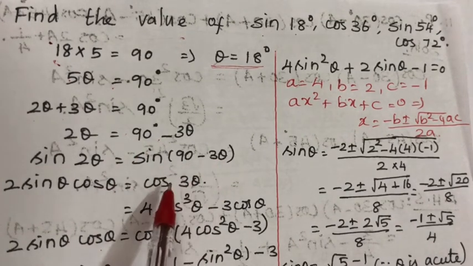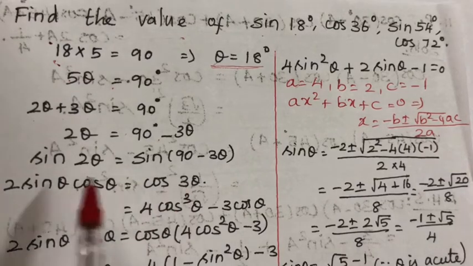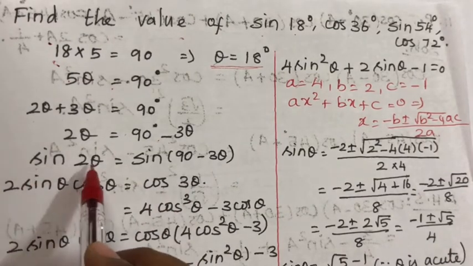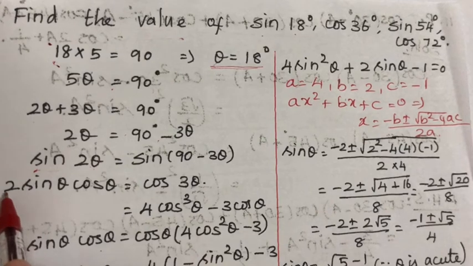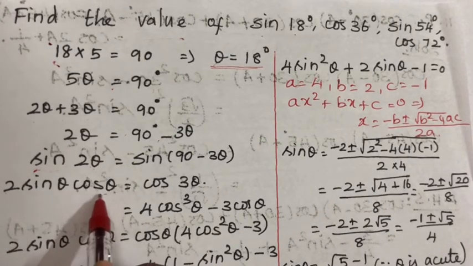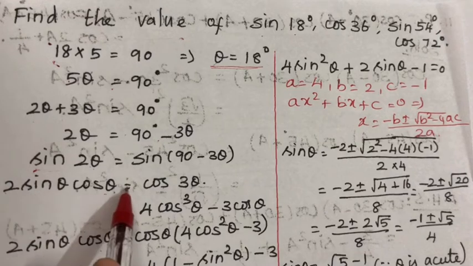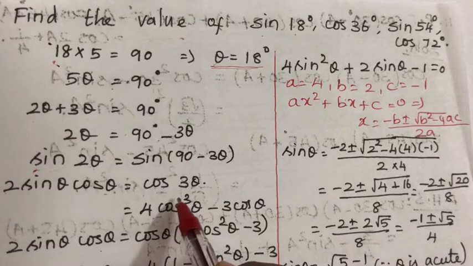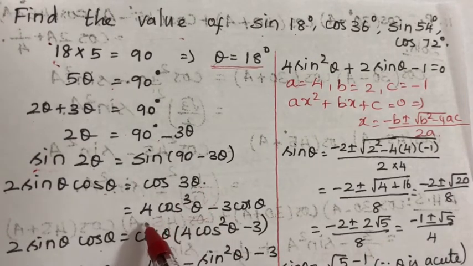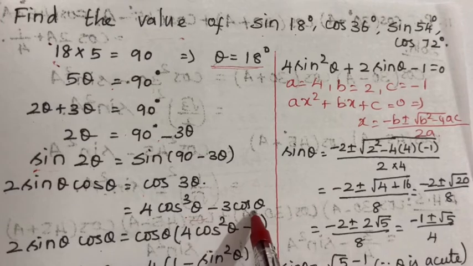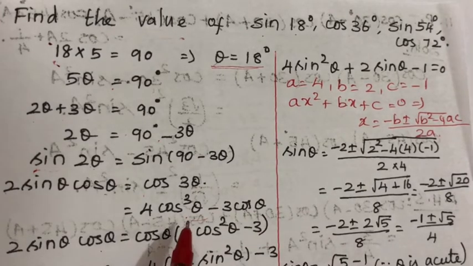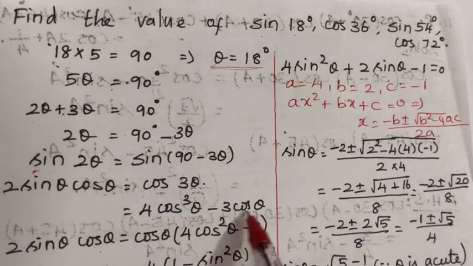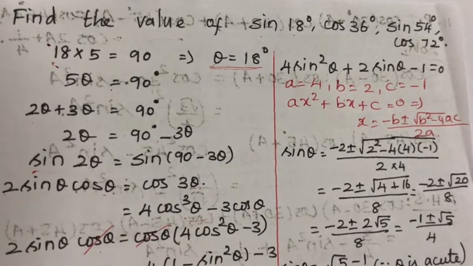So sine 2 theta is equal to sine of 90 minus 3 theta. Sine of 90 minus 3 theta is cos 3 theta. Here I write the formula for sine 2 theta. Sine 2 theta is equal to 2 sine theta cos theta. It's an identity. So 2 sine theta cos theta is equal to cos 3 theta. Now this is the formula for cos 3 theta: cos 3 theta is equal to 4 cos cube theta minus 3 cos theta. So I can take cos theta as common. Within brackets it is 4 cos square theta minus 3. So cos theta will get cancelled.